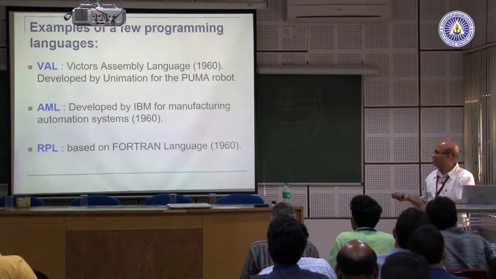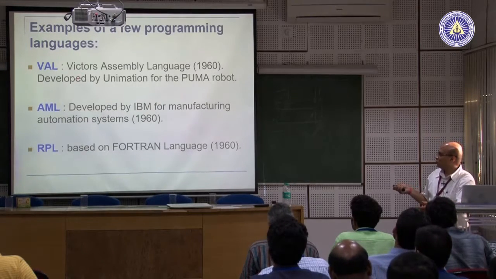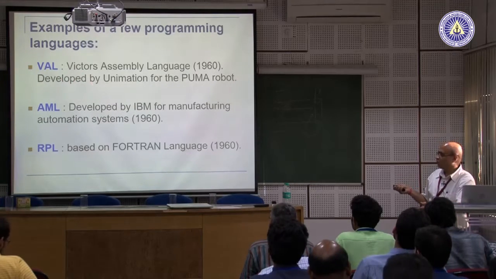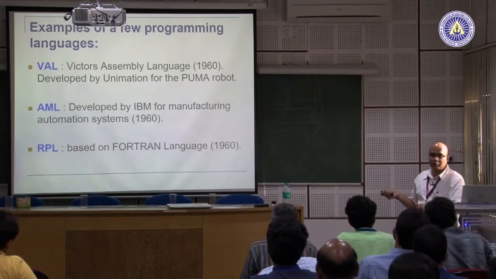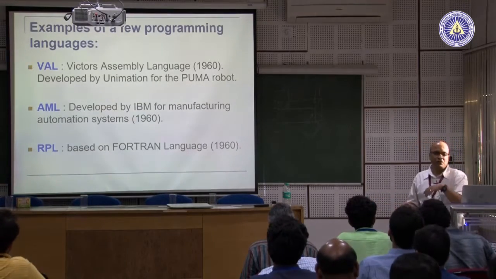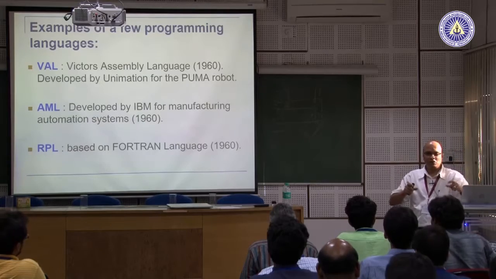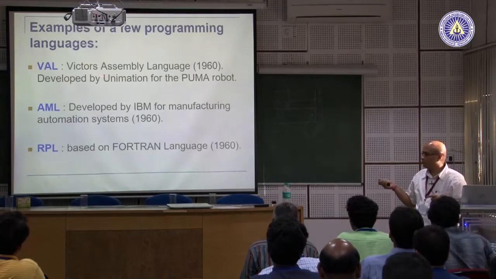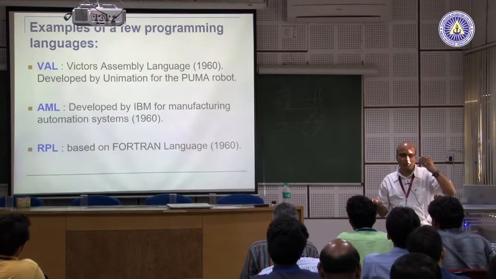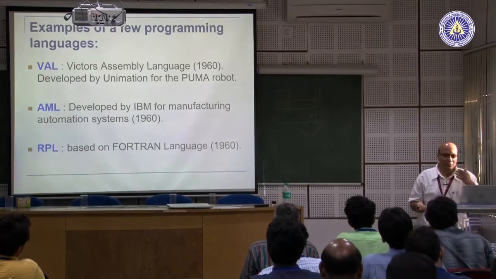Okay. And we have VAL 1, then VAL 2, and 90% of the robots in the world use VAL programming. So, if you look at a robot language, the way it is working, it will be a derivative of VAL. So, you can see, and hopefully after this short presentation you will be able to understand.